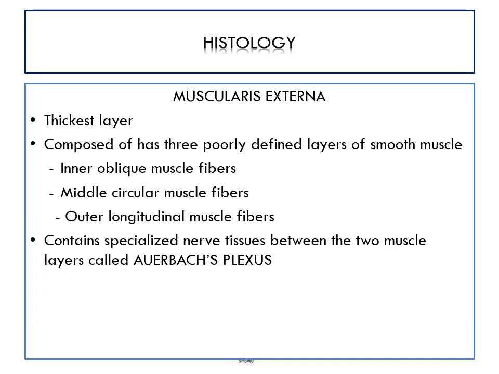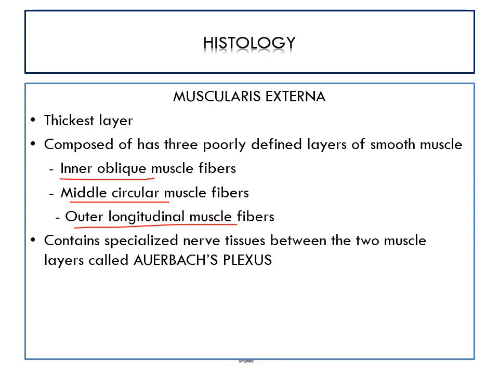The third layer of the stomach histologically is the muscularis externa. It is the thickest layer. It's composed largely of smooth muscles. There are three major fully defined smooth muscles that we find in this muscularis externa layer. This includes the inner oblique muscle, the middle circular muscle, and then the outer longitudinal muscle. This arrangement is not really seen elsewhere in the GIT. It tends to be confined to the stomach. So the muscularis externa is very unique in the stomach as compared to other aspects of the GIT.